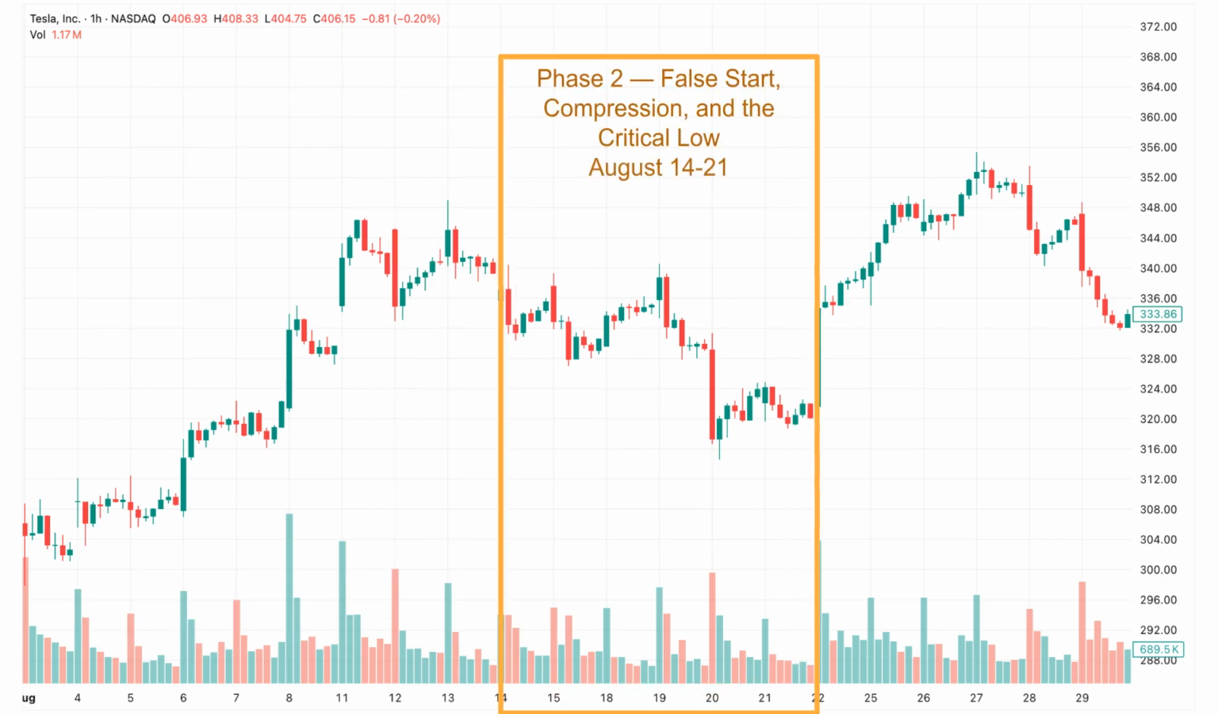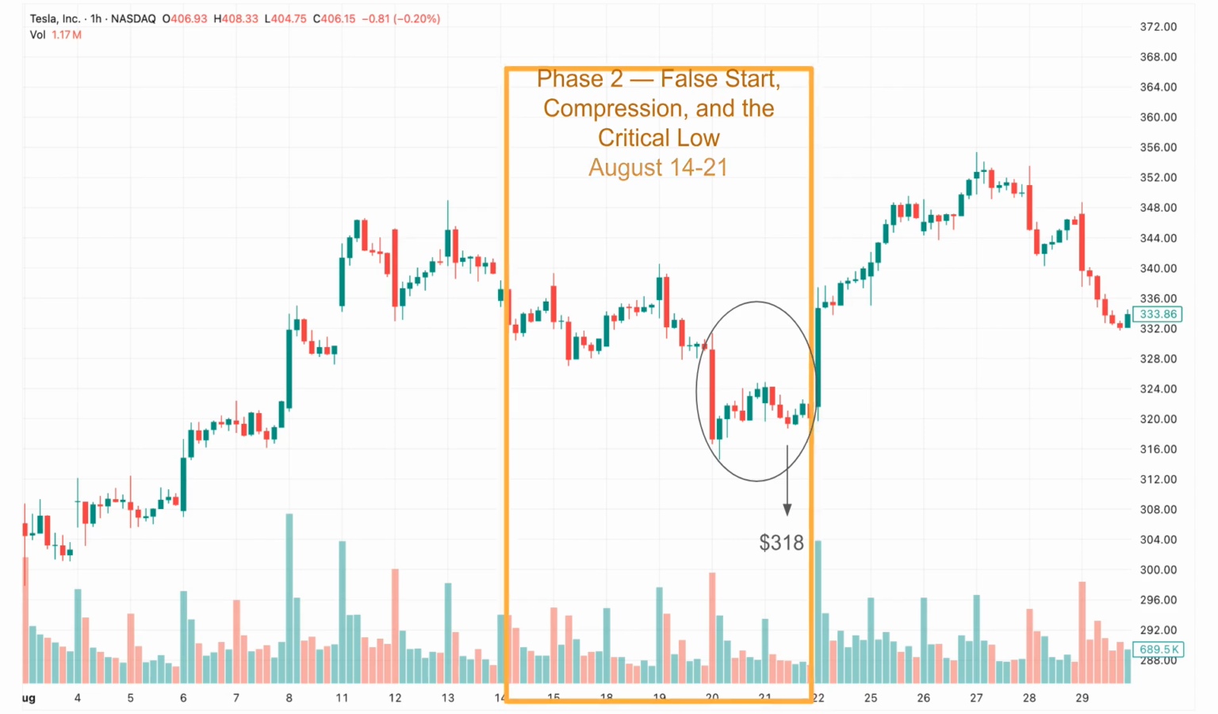Phase 2. False start, compression and the critical low, August 14th through 21st. After failing to break above $343, Tesla enters a compression phase. Price oscillates between rising lows around $329 to $330 and a flat ceiling near $340 to $344. Volume contracts through mid-August. The range narrows. Then on August 20th to 21st, a sharp shakeout drives price to a month low of $318 on August 21st. This is where pillars 1 and 2 are fully constructed. An ascending triangle structure begins to develop against a defined resistance ceiling.